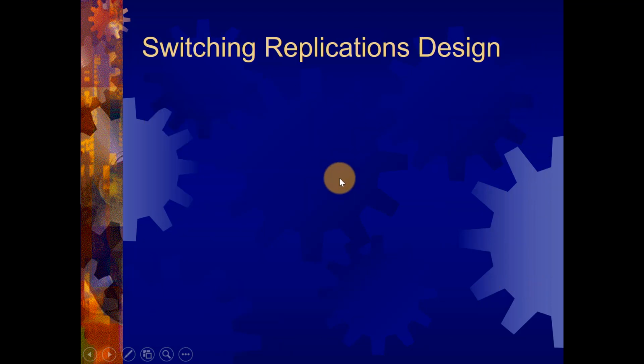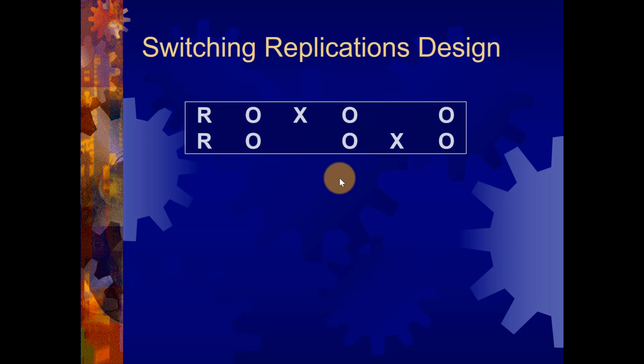Okay. The switching replications design looks complicated, but if you come with me on this journey of breaking down the design, I promise it will all make sense. It looks something like this. We have 2 groups of people, both are randomly assigned. We have a pretest. Again, BDI, we want high depression scores here. And remember, time is moving forward this way.